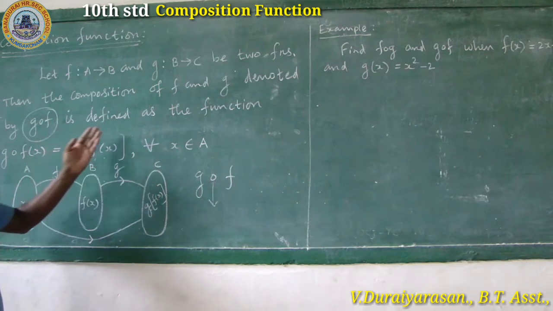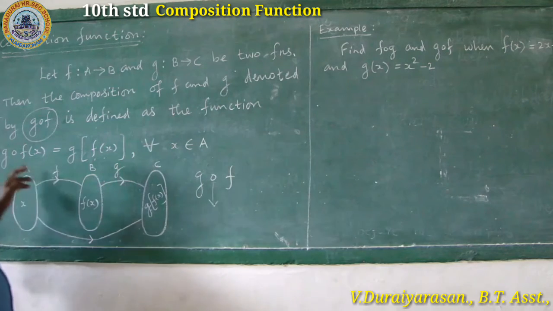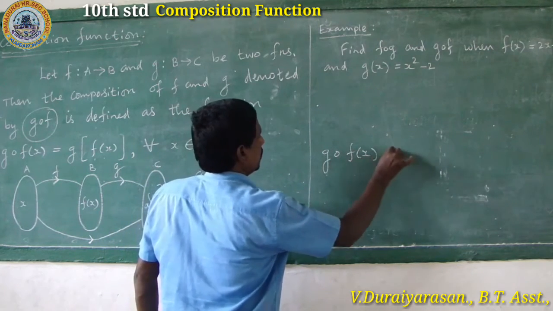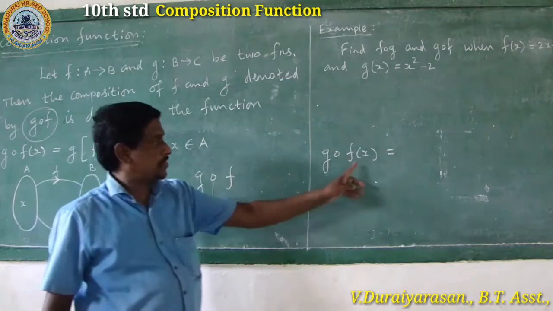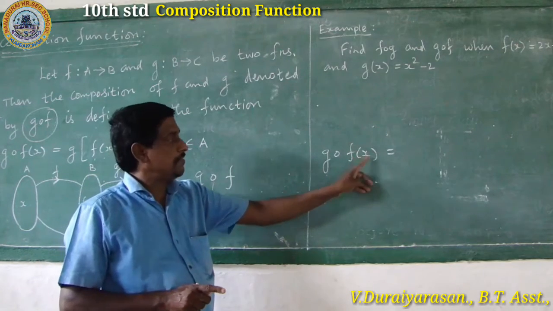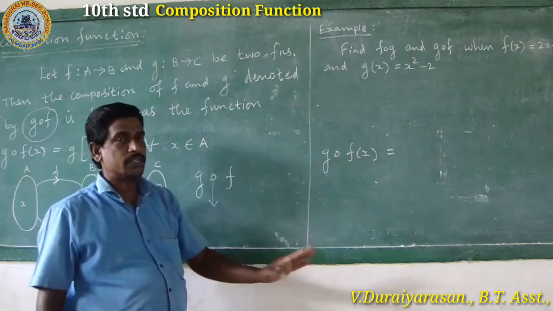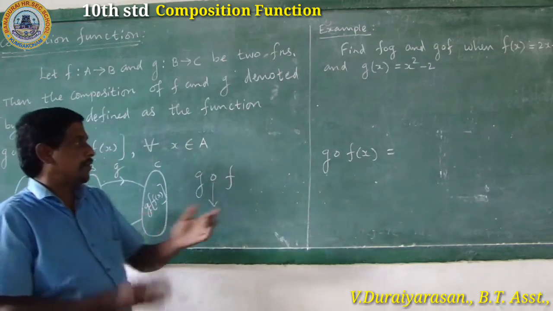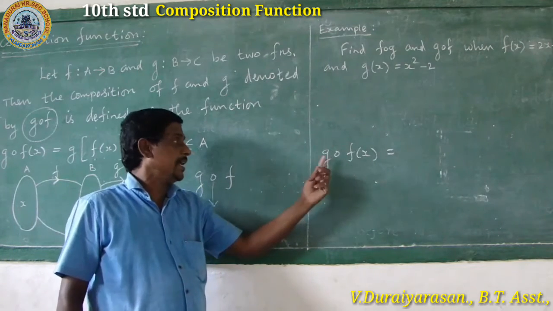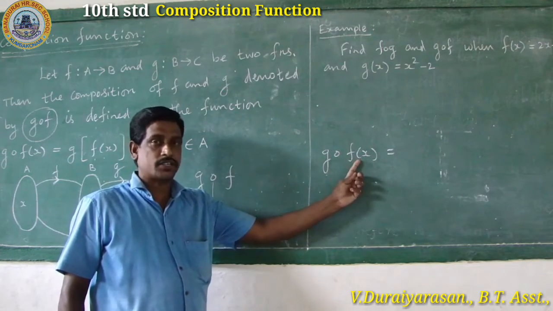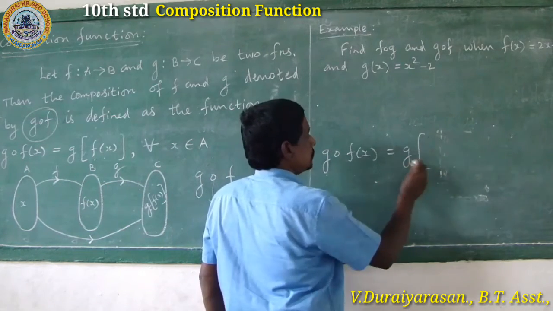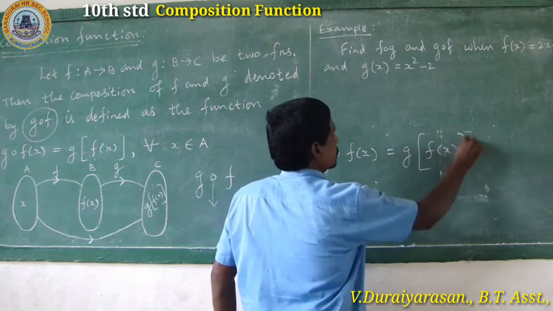It is defined as the function g composite f of x. Here f means a function with respect to x, and g is also a function with respect to x. The composition of two functions is denoted by g composite f of x, which in mathematical form is another way of writing g of f of x.